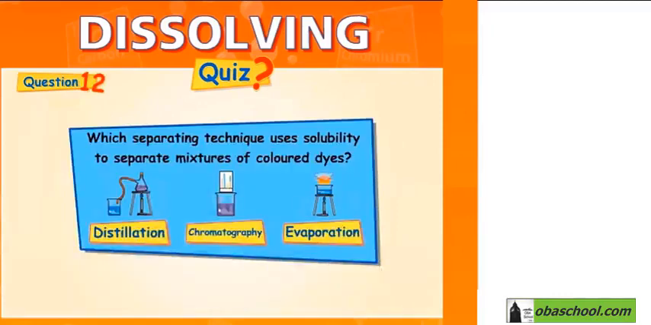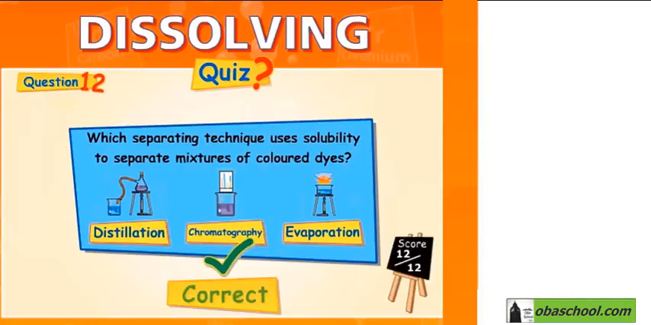Which separating technique uses solubility to separate mixtures of colored dyes? The key word here is colored. The correct answer is chromatography. This is the technique used to separate mixtures of colored dyes.